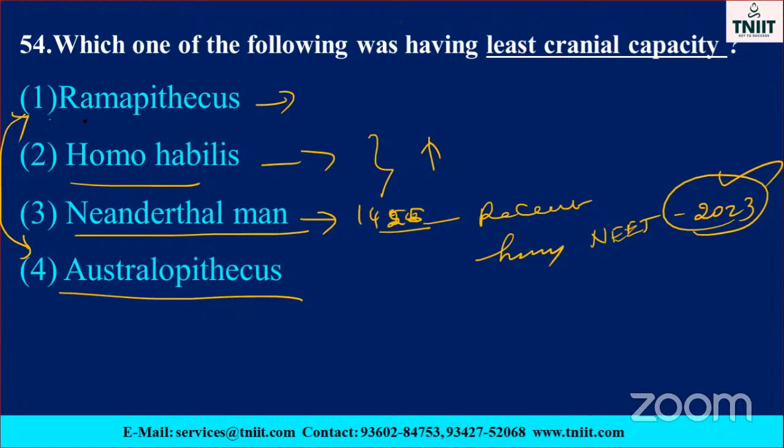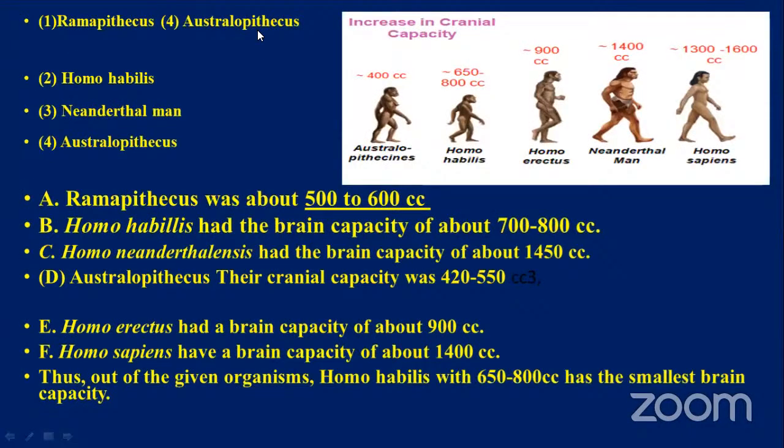Okay, Ramapithecus, it has a cranial capacity up to the level of 500 to 600 cc. See the solution, you can see that. Ramapithecus, Australopithecus is also having the same options. See here, the Ramapithecus was about 500 to 600 cc. And then the last one is called Australopithecus, isn't it? Fourth option. The Australopithecus, their cranial capacity is 420 to 550. So the option is which one, you know? These two, it will come.